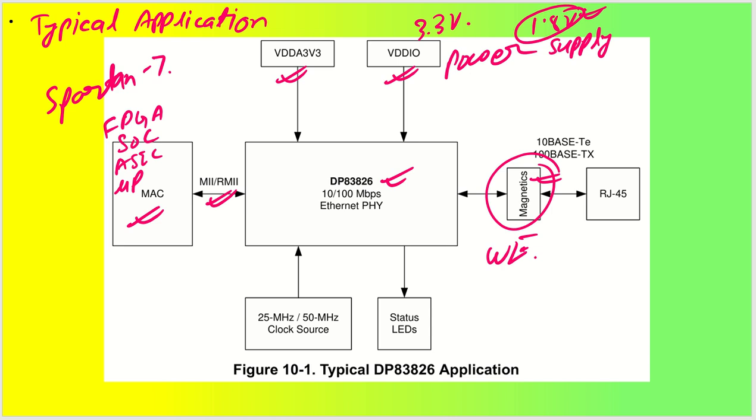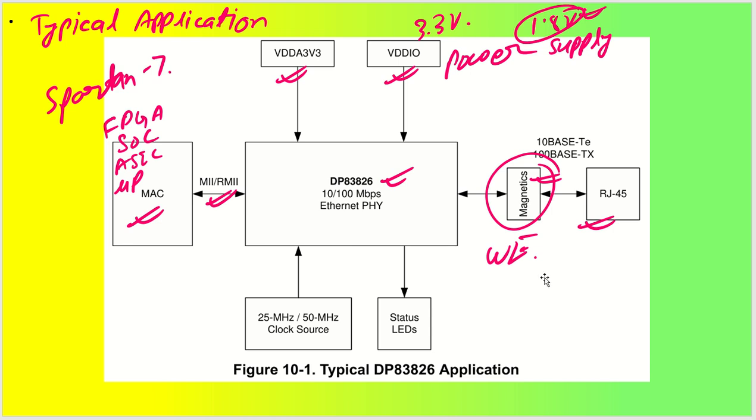Then we have RJ45 connectors. These days RJ45 connectors are coming with very advanced technologies, having magnetics built inside, and LEDs and all those things will already be there. We have LED status, so this LED status will be driving the RJ45 connector's inbuilt LED itself, and it will be connected there. And then we will need a clock source, which can be either a 25 megahertz or 50 megahertz clock source. So this is the complete typical application for the Ethernet PHY IC.